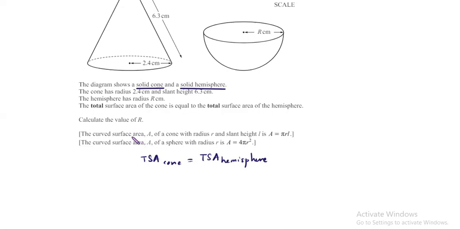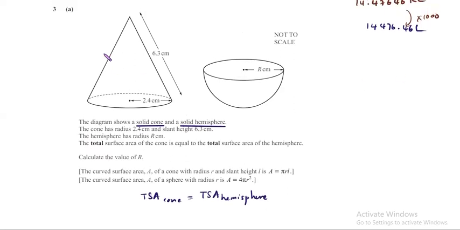The formula to calculate the curved surface area of a cone is given to us as pi rl, and the surface area of a sphere is given to us as 4 pi r squared. That means when it comes to a solid cone, we have two surfaces. One is the curved surface, and then we have the base, which is the circle, which means the formula to calculate the total surface area of a cone will be pi r squared plus pi rl.